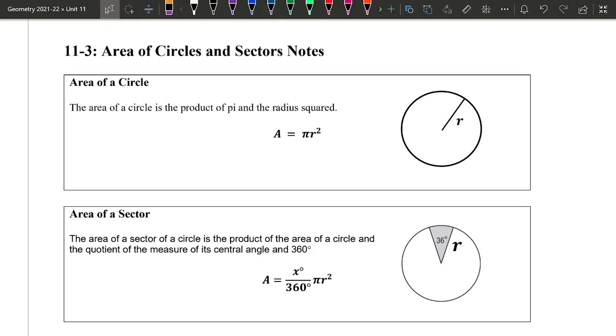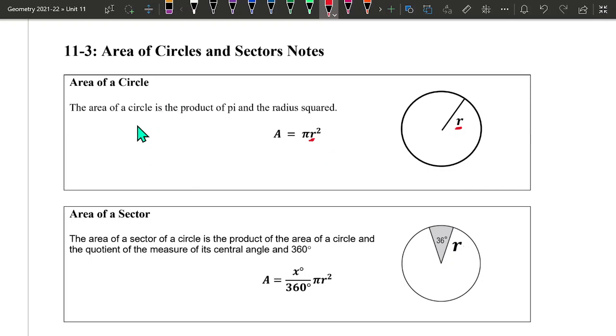So, area of a circle. I'm pretty sure you've seen this formula before. The area equals pi times the value of the radius squared. If you're given the radius, which in all of these problems I'm either giving you the radius or the diameter, all you have to do is plug it into the formula and then type it in your calculator.